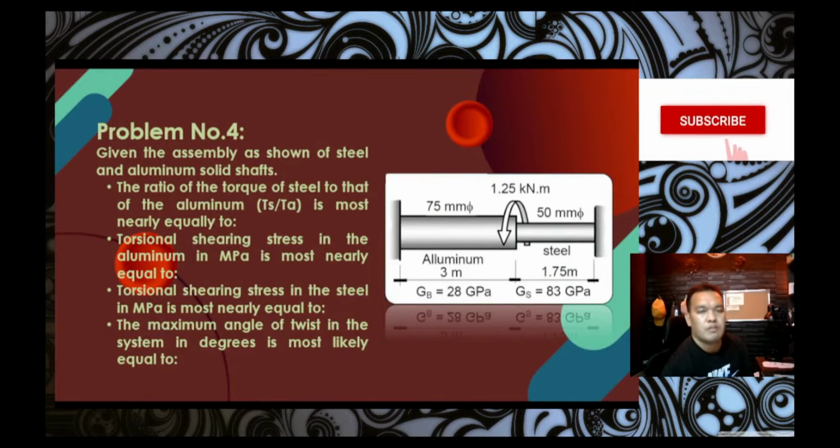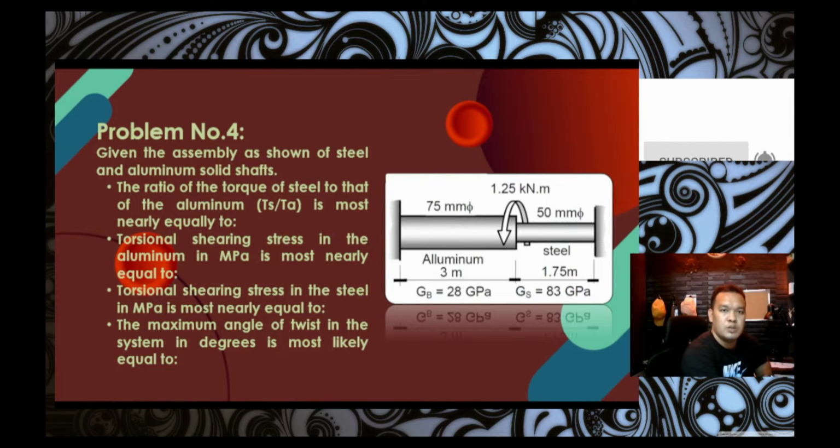Okay, for problem number 4, given the assembly as shown of steel and aluminum solid shaft. So given po yung figure natin na may aluminum and steel shaft. The questions are: the ratio of the torque of steel to that of the aluminum, TS over TA, is most nearly equal to. Then the second question is torsional shearing stress in the aluminum in MPa is most nearly equal to. Then torsional shearing stress in steel in MPa is most nearly equal to.